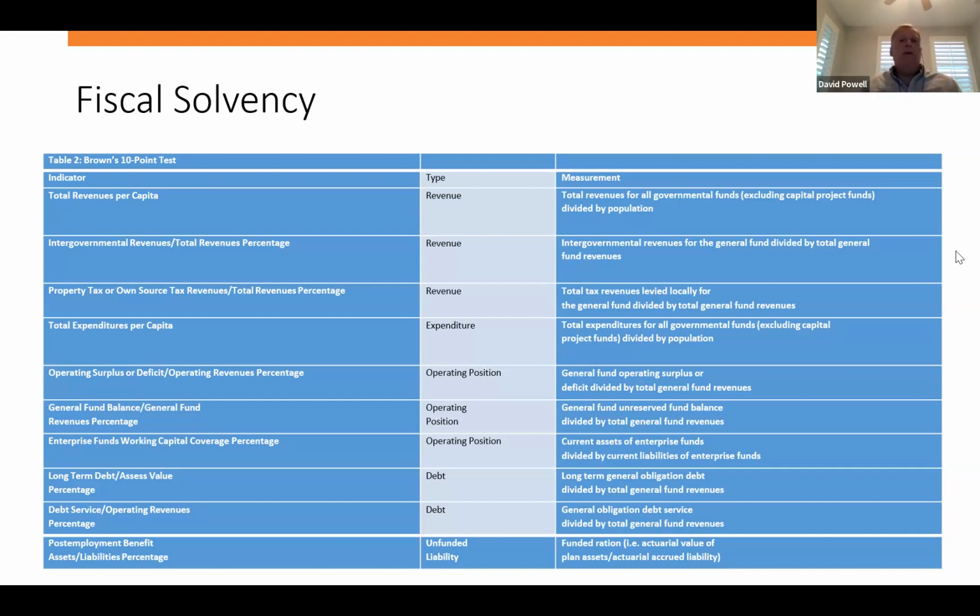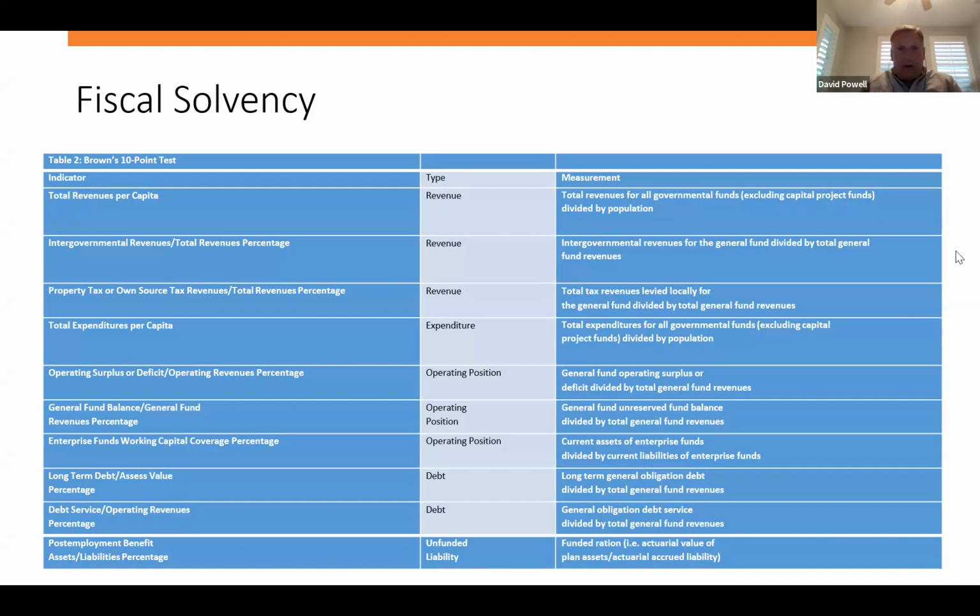And when you calculate all these indicators, the indicators alone will not tell you fiscal solvency. What you are supposed to then do is compare the indicators from your city to a sample of comparable cities. And so you compare the indicators from your city to maybe 5 comparable cities to see where your city ranks among all other comparable cities.